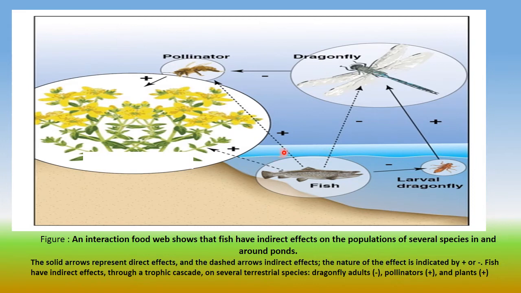If you look here in this picture, fish have indirect effects through a trophic cascade on several terrestrial species like the dragon rattlefly, which is indicated by negative, pollinator negative, and plants also positive. These are the direct and these are indirect effects. Similarly, in another ecosystem, there are well interconnected interaction food webs which are represented by different animals, and that is a bit difficult to understand as compared to the aquatic ecosystem. That is why I have cited here only one pictorial example of an aquatic ecosystem.